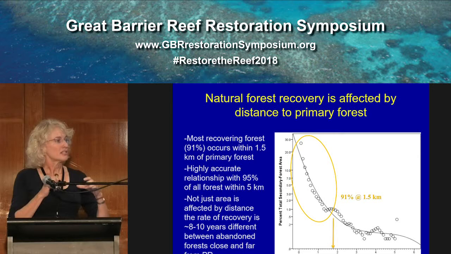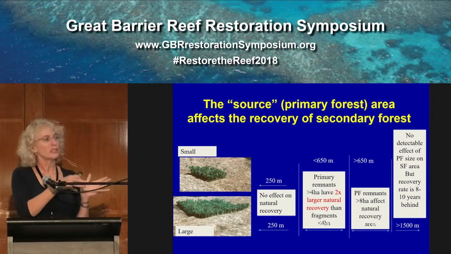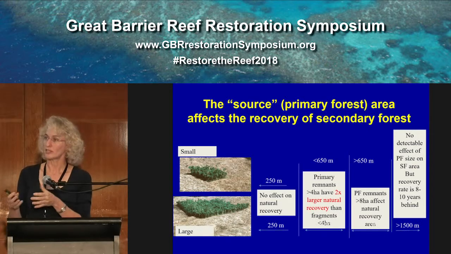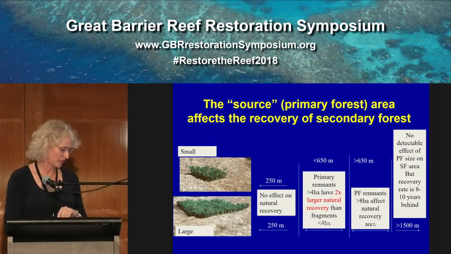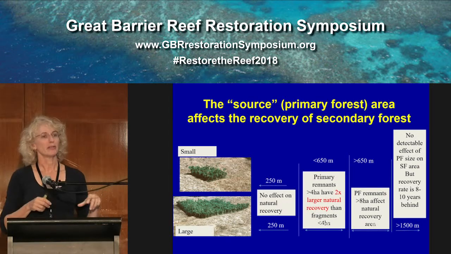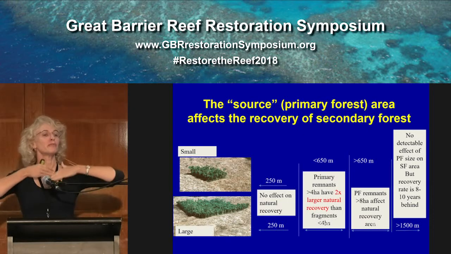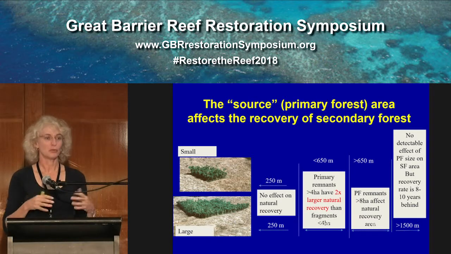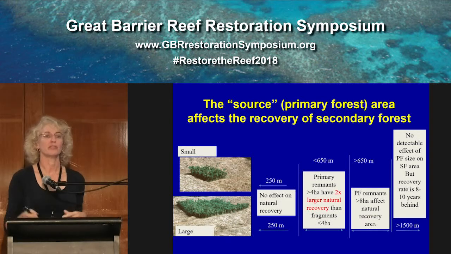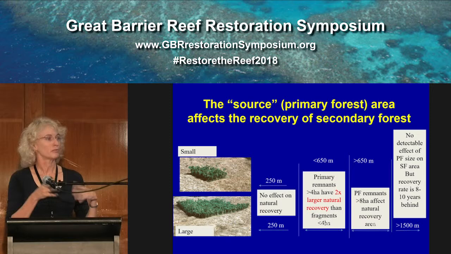The second thing we found is that the size of the source is really influential to the size of the area that you recover. When it's in really close proximity, within about 250 metres, we see no effect of how big a remnant of primary rainforest is on the forest that's recovering around it. But once you get beyond 250 metres, if you're 4 hectares in size, you will produce twice as much secondary forest. Once you get to 650 metres out, you need to be 8 hectares or greater to have a significant effect on secondary forest. And then once you're beyond 1,500 metres, the size of the remnant has very little effect on the size of the secondary forest. So the size of the source ends up being really important for recovery.